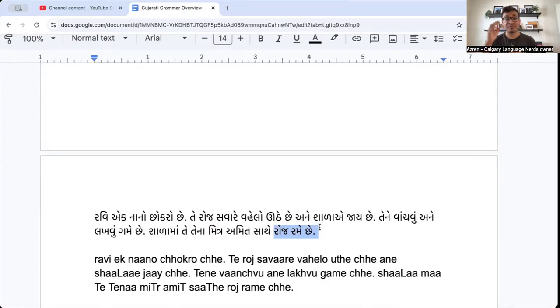This is pretty straightforward. Nothing crazy here. I'll point out a few small things before we switch into the past tense. So you'll notice that here we've used te for he and she, like te roj uthe che, tene vanchvu game che, these te words. Let me actually, I know most of you don't read Gujarati, so let's actually work down here. Te roj savare velo uthe che, tene vanchvu ane lakvu game che, te tena mitra Amit sathe roj rame che.